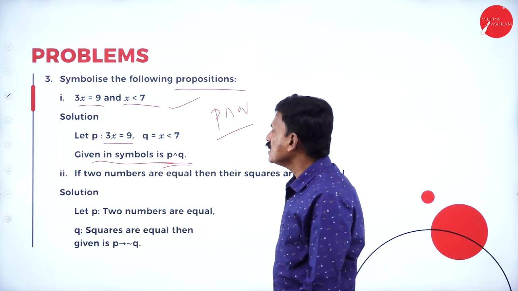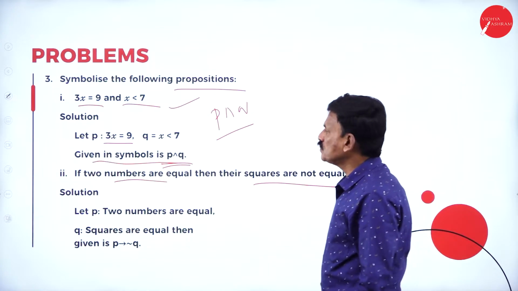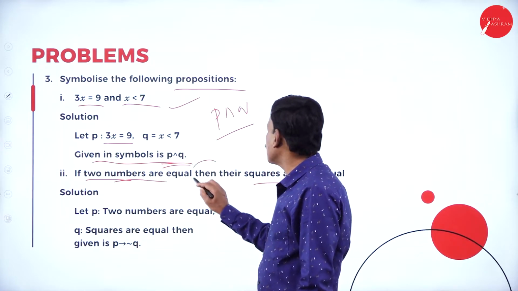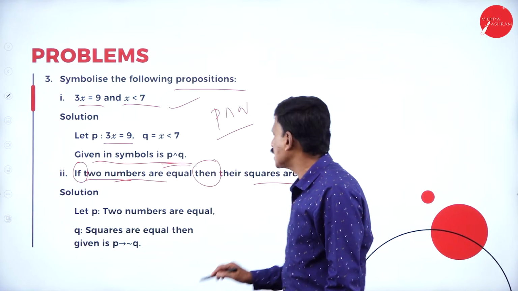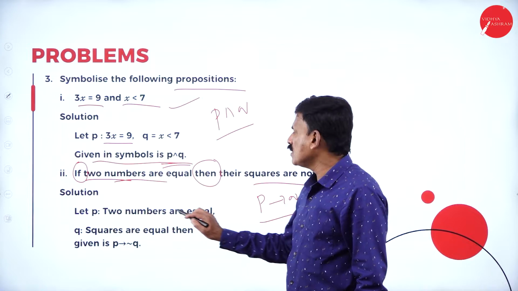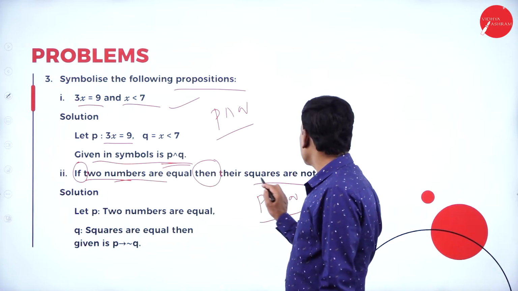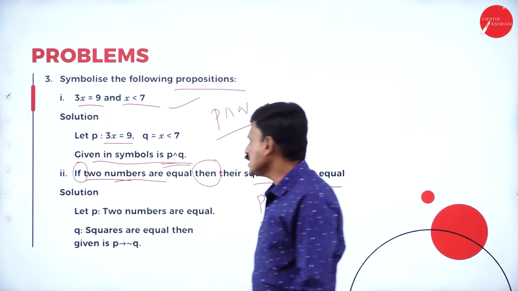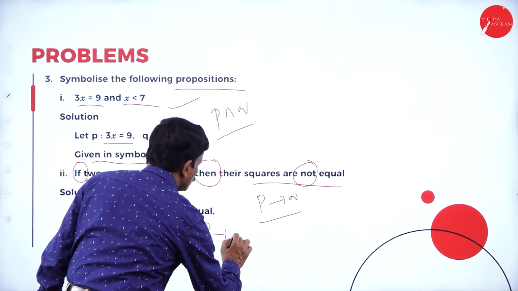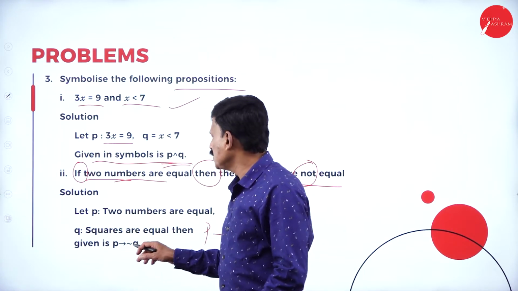This is conjunction. Second one: if two numbers are equal, then their squares are not equal. What is this? If and then is given. Therefore, this is nothing but a conditional statement, P conditional to Q. Here, since not is taken, the conditional statement becomes P conditional to negation of Q. The given symbolic representation for this is P conditional to negation Q.